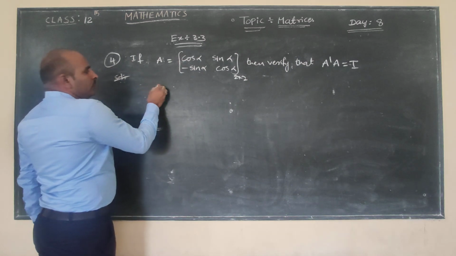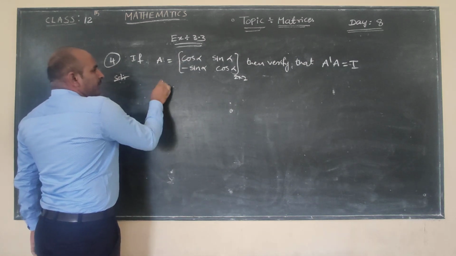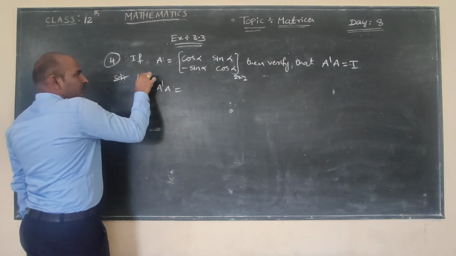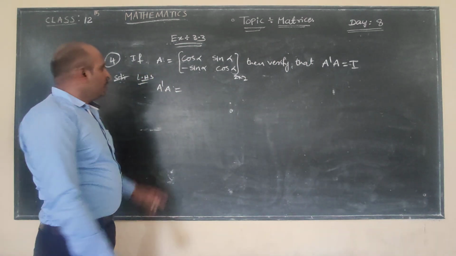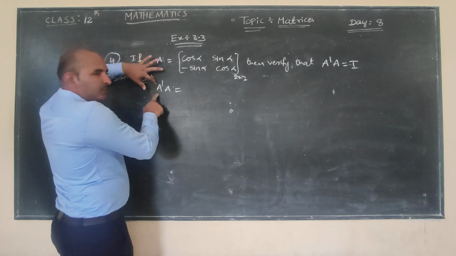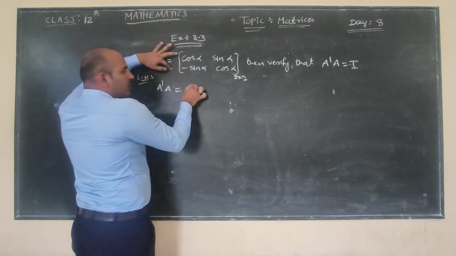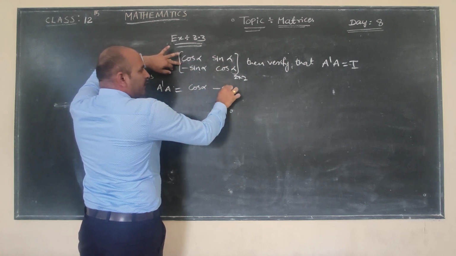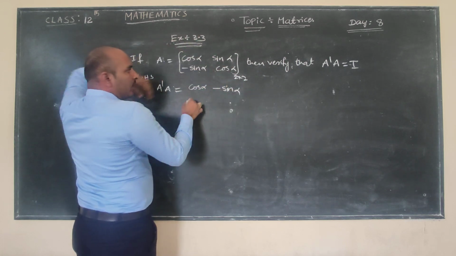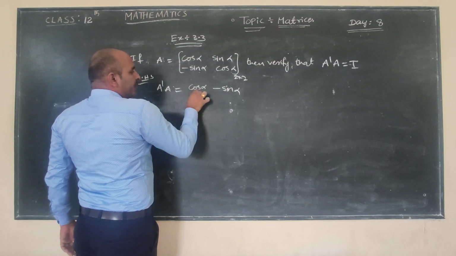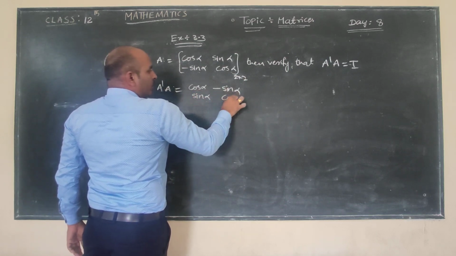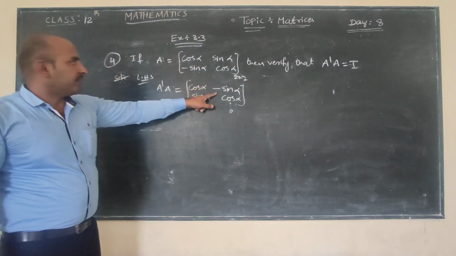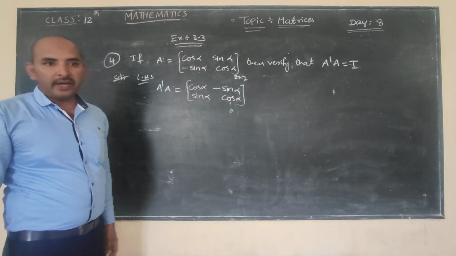So now, A transpose into A, the left hand side value. This is the capital A matrix. A transpose means interchanging the rows and columns. So the first column changes into the first row, cos alpha, minus sin alpha. The second column changes into the second row. So cos alpha, minus sin alpha, cos alpha, A transpose.